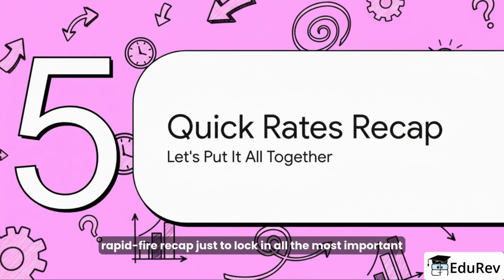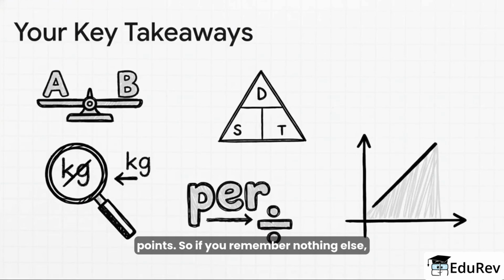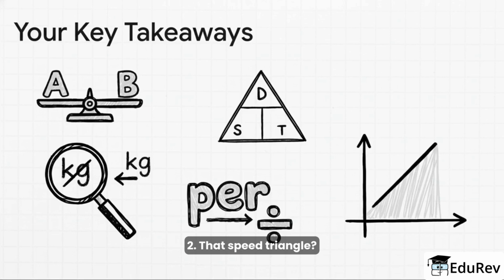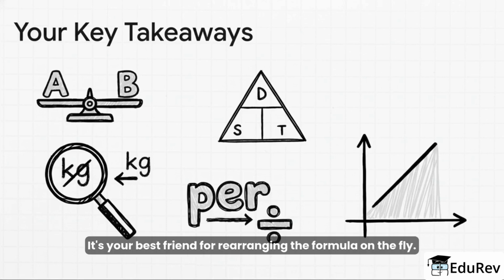Okay, we have covered a lot of ground in a pretty short time, so let's do a super quick, rapid-fire recap just to lock in all the most important points. If you remember nothing else, remember these 5 things. 1, a rate is just a comparison between two different units. 2, that speed triangle is your best friend for rearranging the formula on the fly.